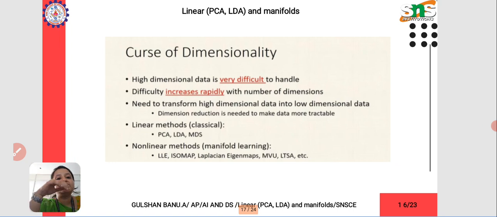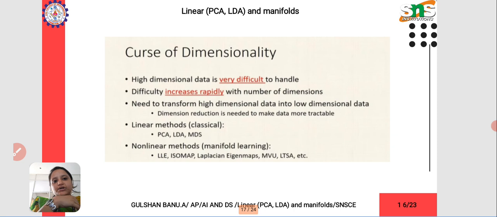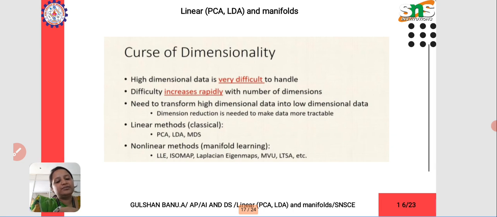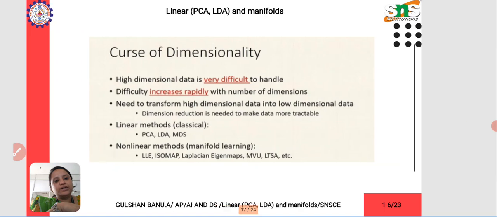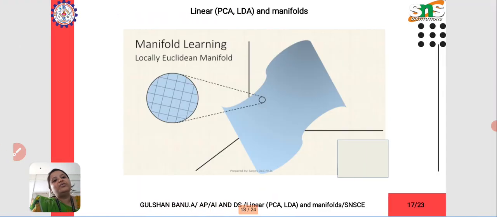As I've already told you, these are PCA, LDA and manifold processes. You also have non-linear methods in manifold learning. So there is a correlation between manifold processes, LDA, PCA and the curse of dimensionality. Now, what is manifold learning? Manifold learning in machine learning or deep learning helps to analyze and visualize high dimensional data sets by finding low dimensional structures.